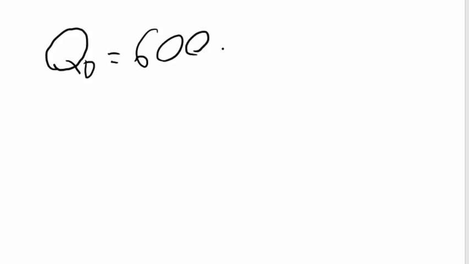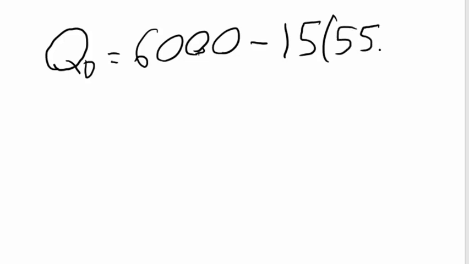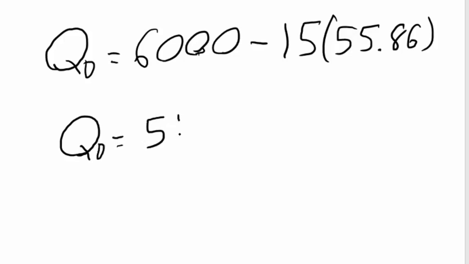Next, we can find our market quantity, or our big Q, which we can find by plugging our price into our quantity demanded function. So we have big Q demand equal to 6,000 minus 15 times 55.86, which was our price. After plugging that into a calculator, we get a market quantity of 5,162.1.